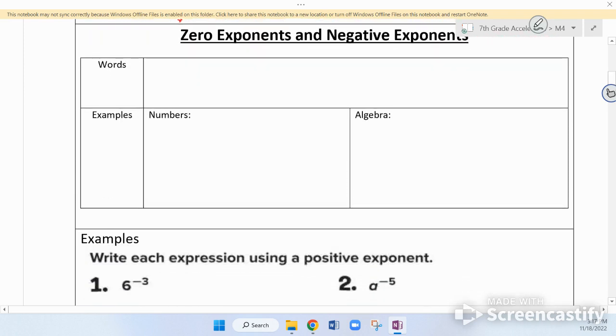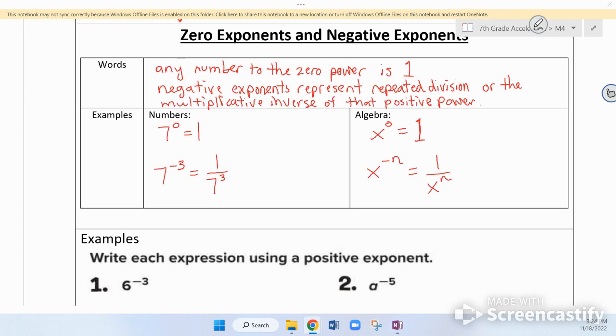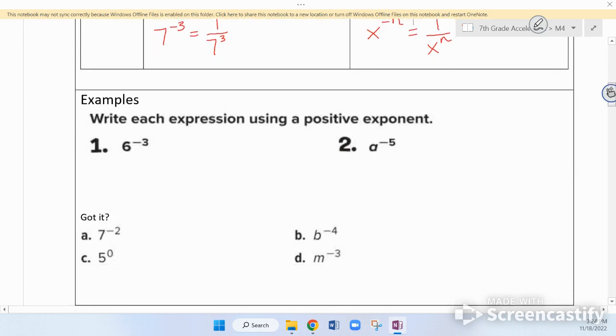All right, so zero exponents and negative exponents. Let's fill the official rules in. So here it is. Boom. Pause, copy it down. That way you can copy it at your own pace and process it at your own pace, and then unpause and move on. All right, let's move on to some examples.